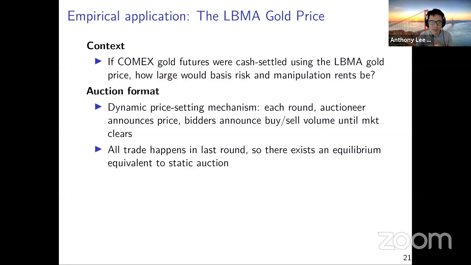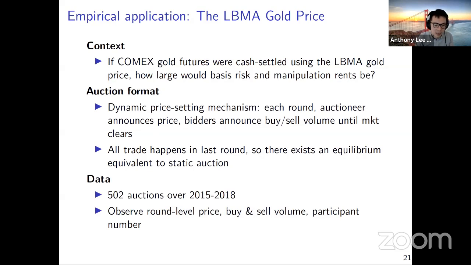submission game. So what am I going to do? I'm going to assume that people are playing this static bid submission game. And the thing is, this allows me to estimate bid slopes. More details about the data are in the paper, but it's 502 auctions. I observed in every round price, buy and sell volume, and the participant count.